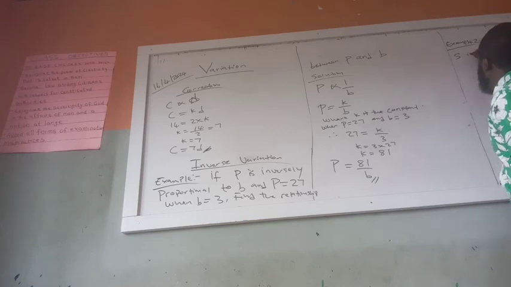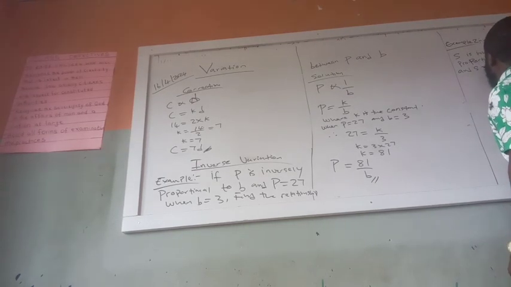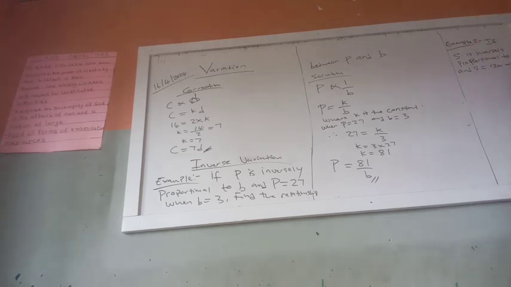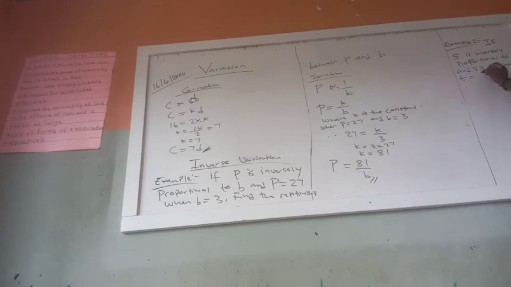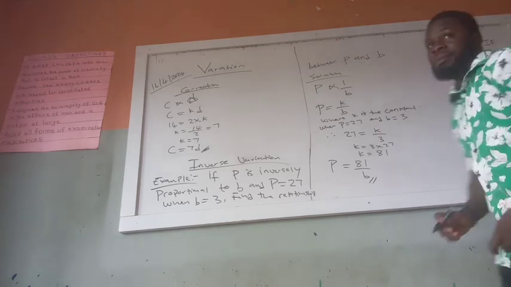S. Okay. If S is inversely proportional to T and S equals 120 when T is equal to 4, find T when S equals 40. Solution.